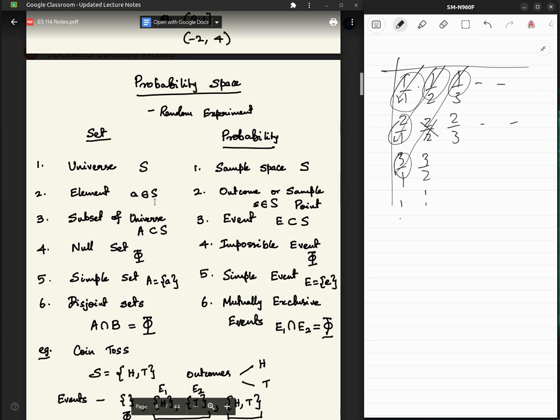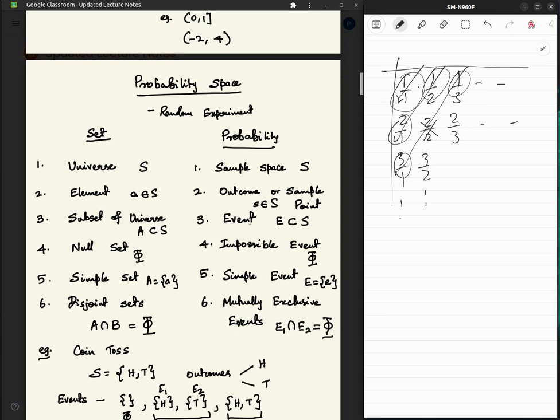The element A belonging to S is now becoming an outcome or sample point s belonging to S. A subset of the universe A is now an event. So this is a weird thing. Usually the way it's done, in school textbooks, these outcomes themselves are events, right? But in this case, you are taking a more general definition of an event, which is a set containing multiple outcomes. So if any of those outcomes happen, you say it's an event.